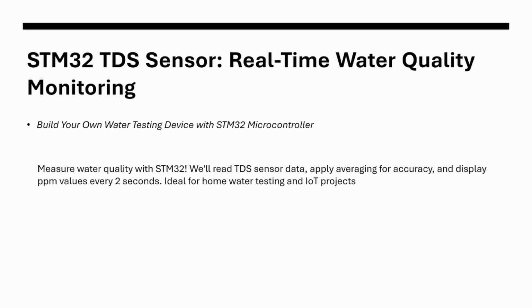Measuring water quality with STM32 is a very challenging thing, especially if you don't know about STM32 hardware, because three modules are involved. One is ADC, which is analog to digital converter. One is real-time clock, which is RTC, and the third one is UART. It's a universal asynchronous receiver transmitter, which is useful for serial communication.